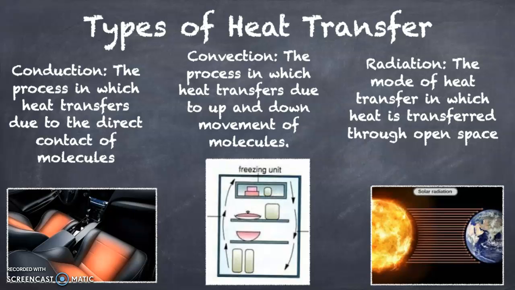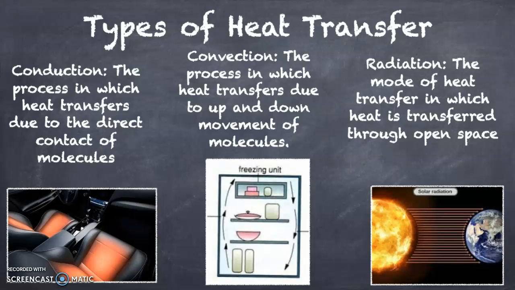Another form of heat transfer is convection, the process in which heat transfers due to up and down movement of molecules. A freezer makes the air cold. The cold air drops down into the lower half where the food is cooled, and as heat rises, it goes into the freezer again, creating a cycle.